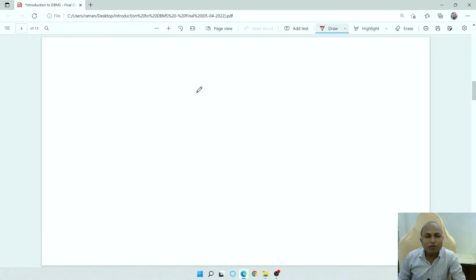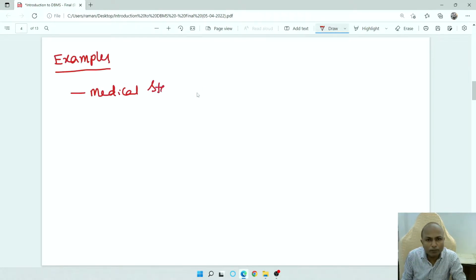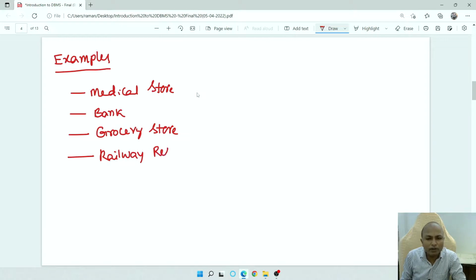Let us list out some of the examples where we are using the databases in our day-to-day activities. In medical store, they are using the database to keep track of all the medicines. And bank, they are maintaining the database. In grocery store, in railway reservation, in hospital, for maintaining the records of patients, in college, for maintaining the student records.